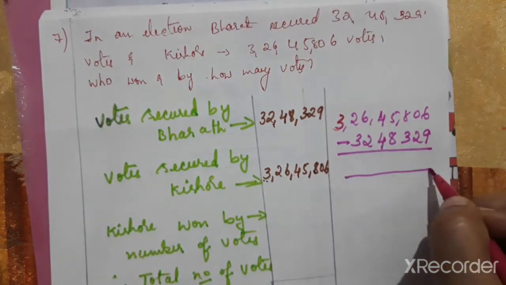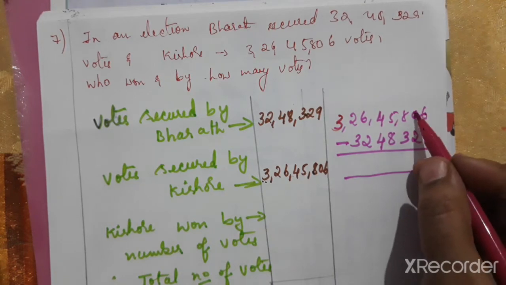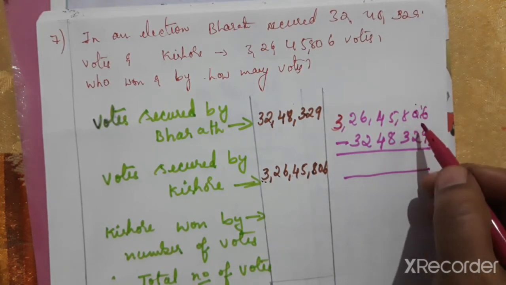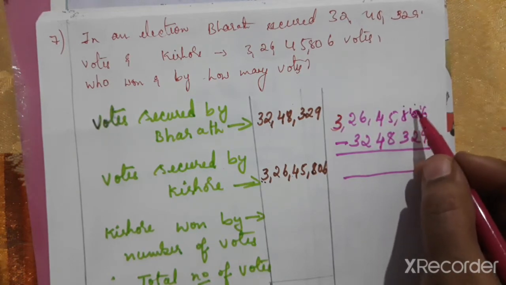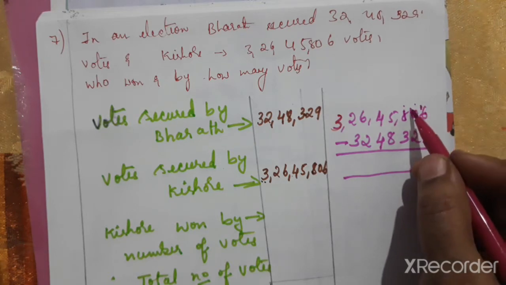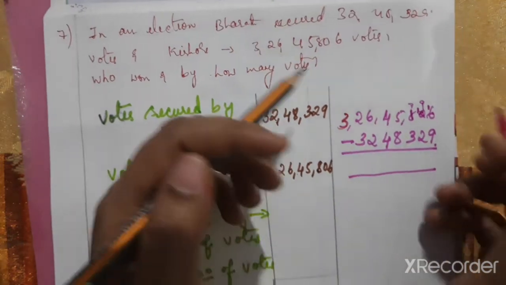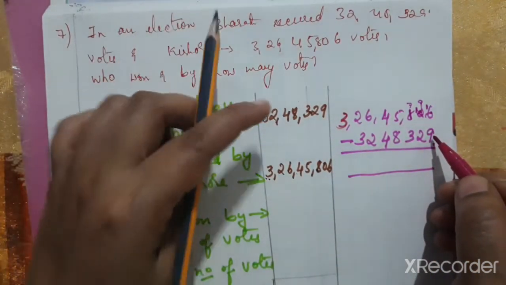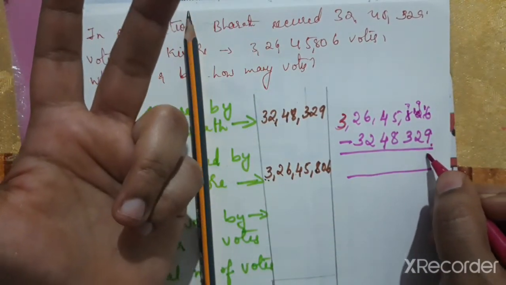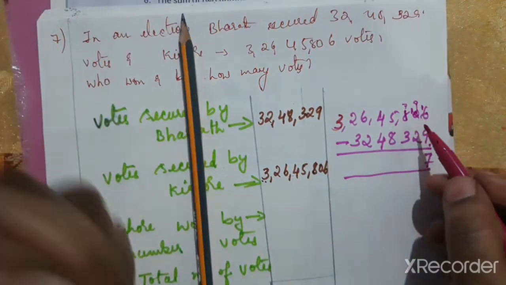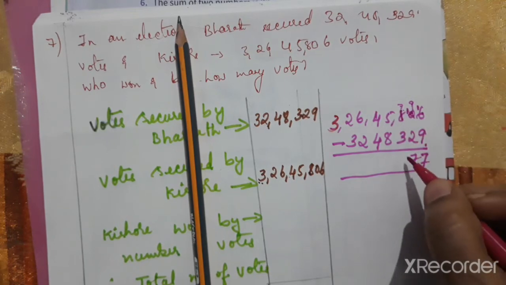How much, children? 6 minus 9 we can't subtract, borrow 1 from the next number. So here 16, and 8 will give 1, so 8 is now 7. Now 16 minus 9 is 7. Then 9 minus 2 is 7. Again 7 minus 3 is 4.